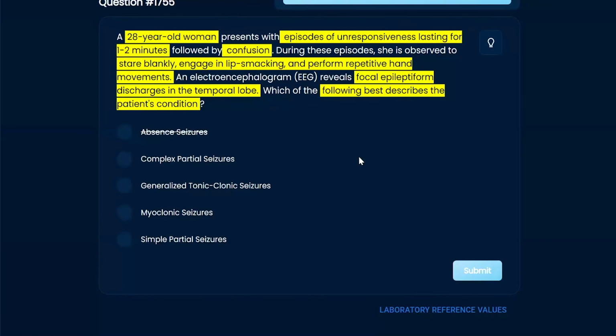It's just talking about unresponsiveness, and we do have some lip smacking, but it's not really like muscle twitching, I wouldn't say. So it's definitely not a full-on tonic-clonic, so that can go out. She is losing consciousness, which means it's not simple, because simple means that you're not losing consciousness. Okay, good. So I'm gonna go complex partial. Okay, let's go with that.